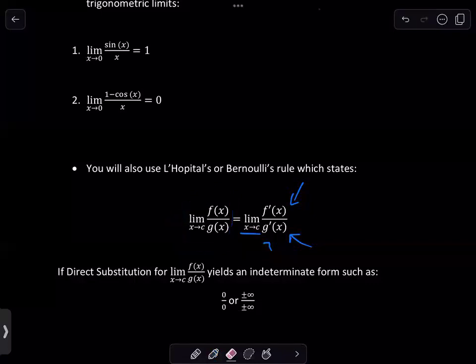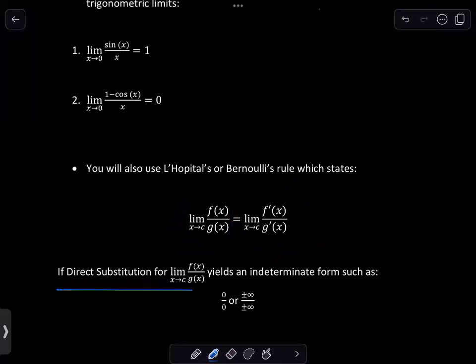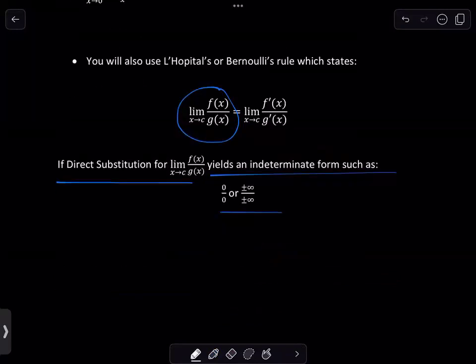But there's a huge condition, and you can only do this under this condition. Here's the condition: if direct substitution for the original limit that you have yields an indeterminate form, such as 0 over 0, or infinity over infinity, which can be plus or minus infinity. What does that mean? Let's say I give you something, a limit as x, or let's write it down here.